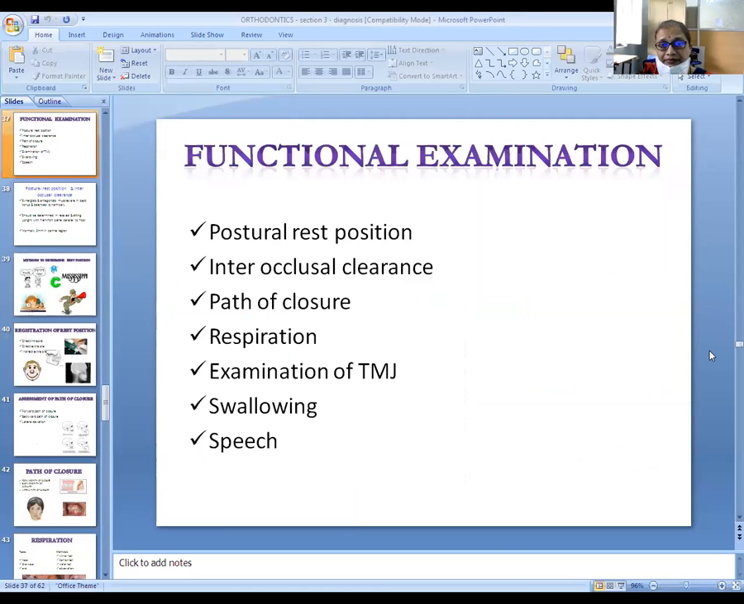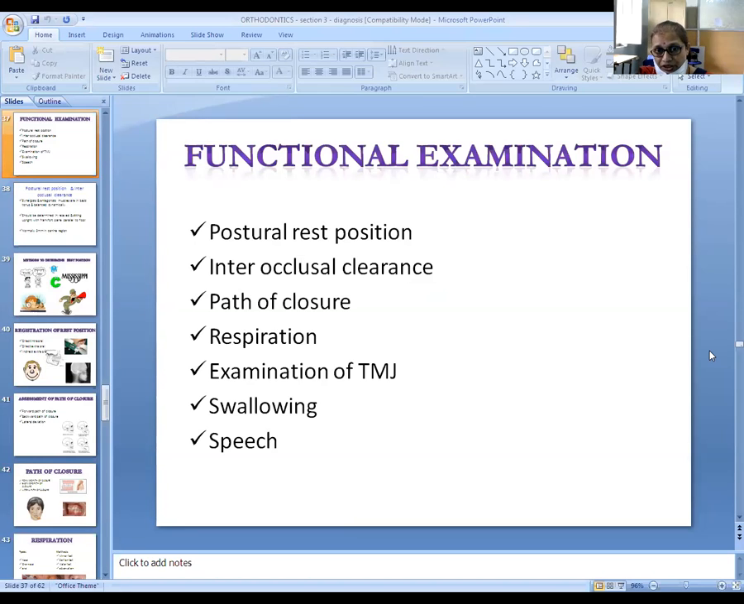Then after completing the intraoral examination of hard tissue, we'll come to the most important part of this case history, the functional examination. What is functional examination? Those structures which are involved in functions, we will check them. Any problem or any abnormalities within that area, you will check it. So one by one, we'll see.